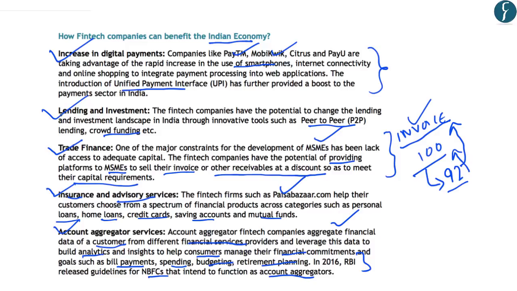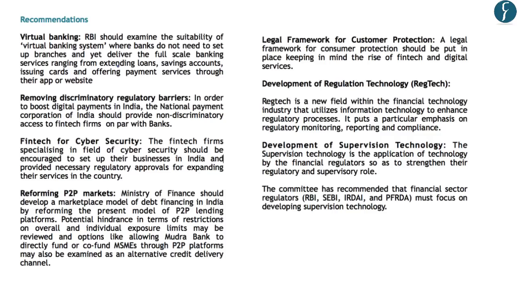to study the fintech sector. So while understanding the recommendations of the committee, we will also try to understand what were the challenges that were being faced by the fintech companies and what are the opportunities that are available.